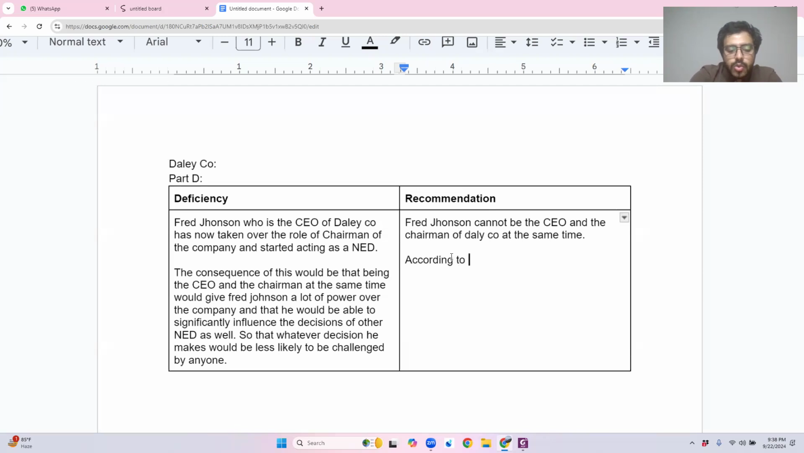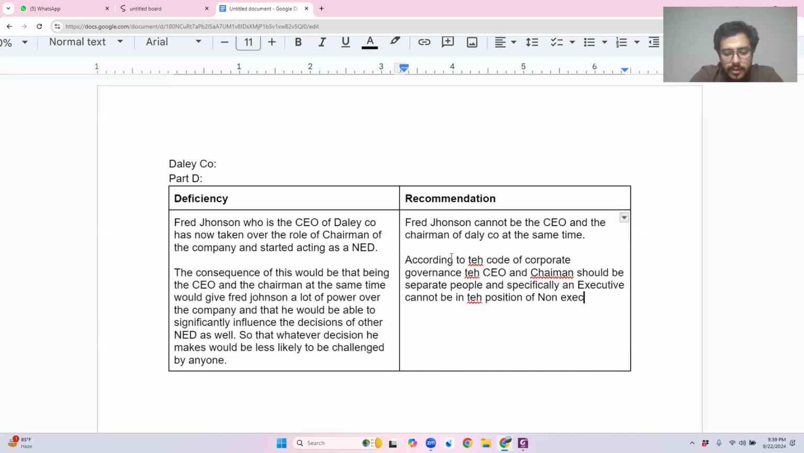According to the Code of Corporate Governance, the CEO and chairman should be separate people, and specifically an executive director cannot be in the position of non-executive director. Hence, Fred Johnson should only continue.